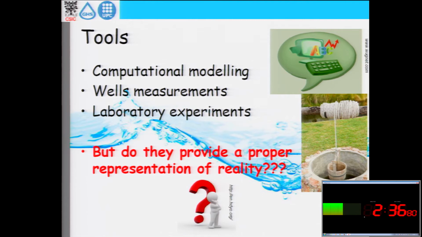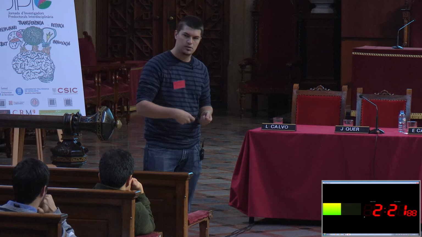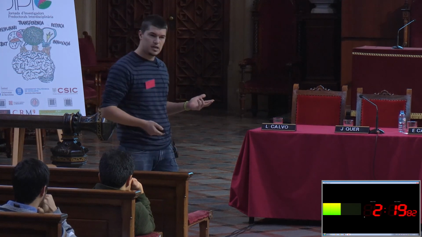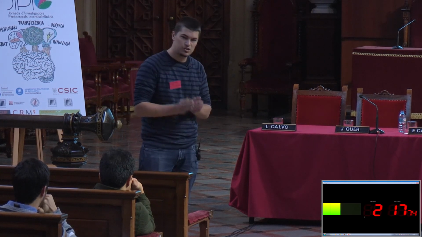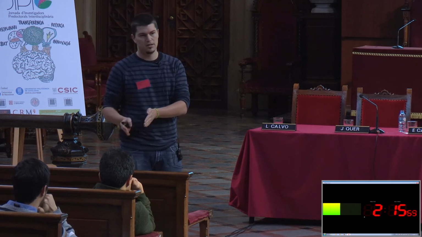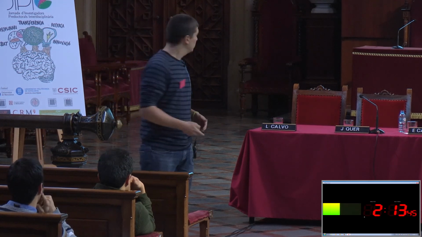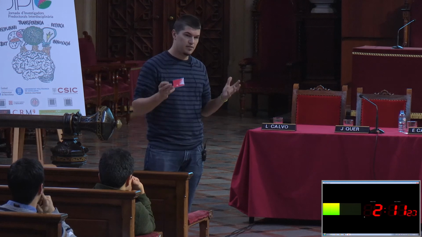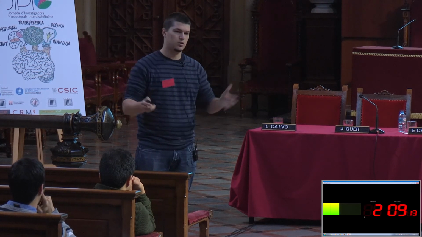For example, in computational modeling, are we sure that the equations we're using represent the proper behavior of reality? Are we sure that when we take a sample from a drill, the contamination comes from the aquifer and not from the surface? And in laboratory experiments, are we sure we're reproducing the same conditions that we find in the aquifer? We need a very high level of abstraction in this world.